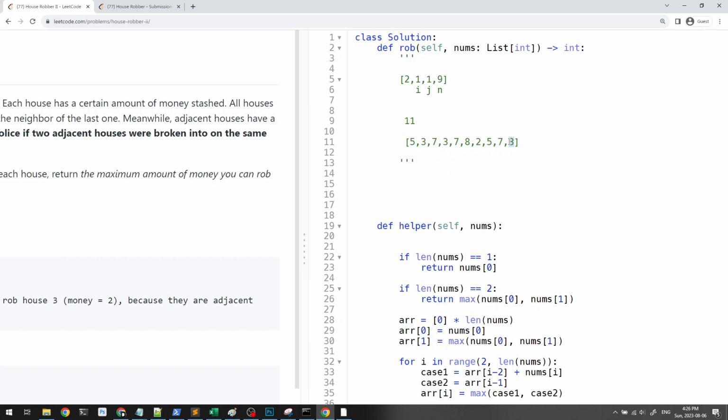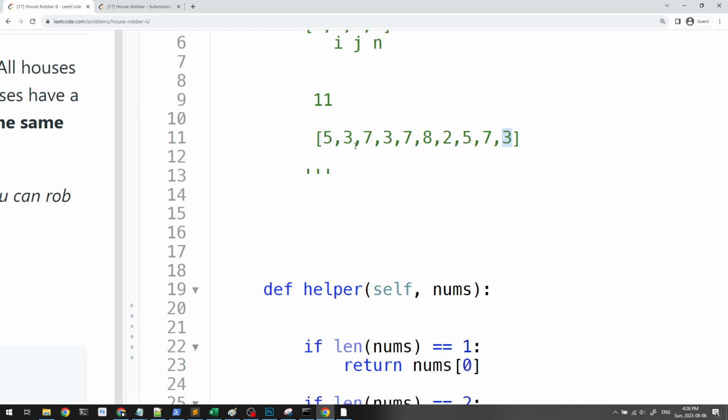So in this case, why don't we divide the problem into two subproblems? Maybe we can figure out the best solution where we consider the first element but not the last one, and the best solution where we consider the last element but not the first one. And we're allowed to do this because under no circumstance will we rob both of the houses. So if we rob this one, we cannot rob the 3. If we rob the 3, we cannot rob the 5. So it doesn't even belong in the same array. Maybe the answer here is x, and the answer here is y. Then we can just take the best answer of x and y, and that would be our solution.